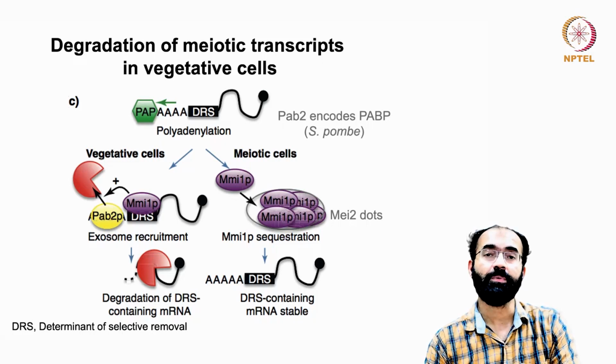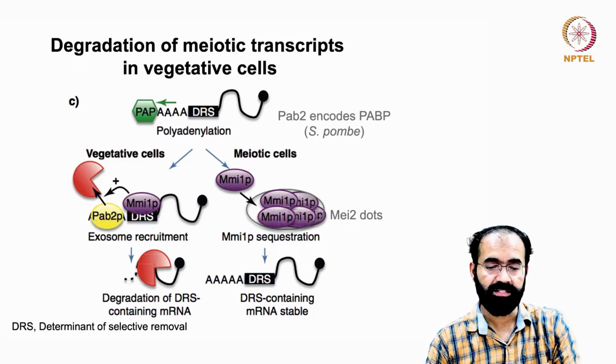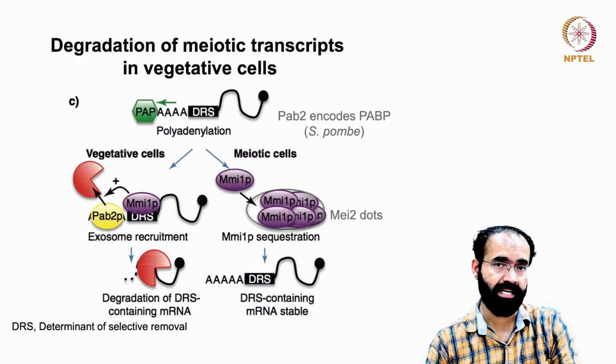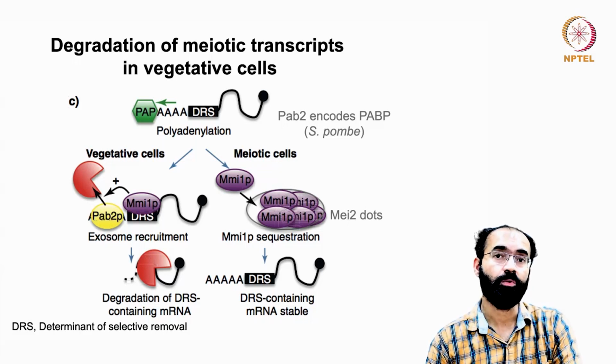So MMI1P proteins are sequestered and they are not available for binding onto DRS as they were available in the case of vegetative cells. But we should understand, if MMI1P is present in small quantity, even in a meiotic cell, it can bind and can do the same job of degrading it. But the credit goes to these MEI2 dots, where the MMI1P are sequestered like a sponge. They are no more available.